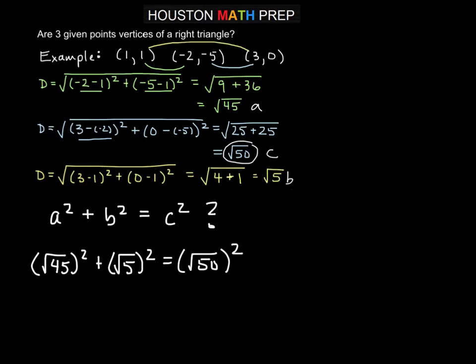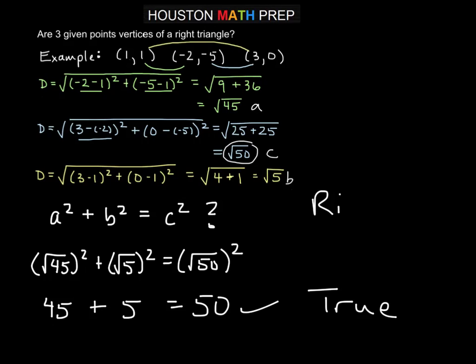And so now if we square a square root, that just gives us back the number underneath, because those undo one another there, so we get 45 plus 5 equal to 50. And that's certainly true. So since it's true, we know, yes, this is a right triangle.